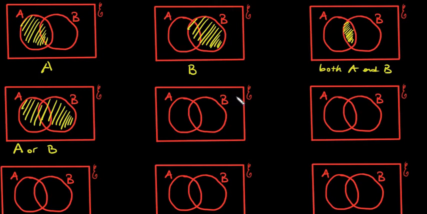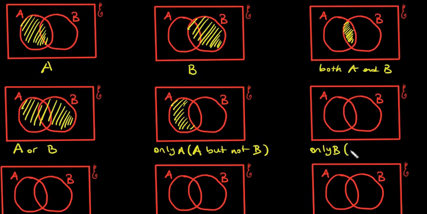And now let's represent only A. Or we can also see this in the questions as A, but not B. So A but not B is going to be this part of the Venn diagram. Similarly, only B, which is also B but not A, is going to be this part of the Venn diagram. Let's continue.